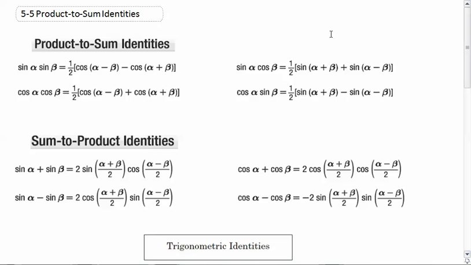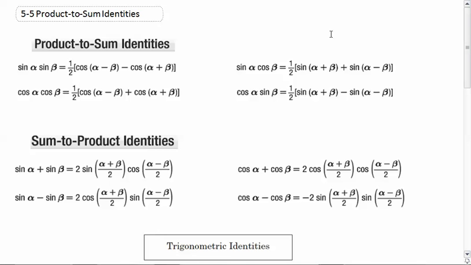So for sine of the first times sine of the second, that's equal to cosine of the first minus the second minus cosine of the first plus the second all over 2, or times 1/2. So these are all written here. For example, if you want to go through them, you're going to need to know these. You're going to need to apply these in different situations.